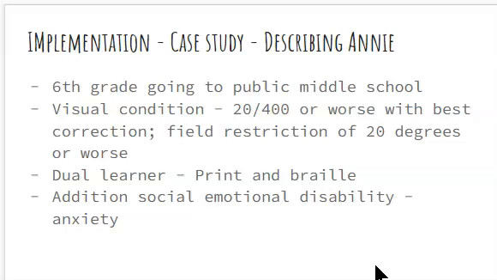Apart from being close to blind, Annie also has an additional social emotional disability due to her anxiety. Annie is constantly worried that she might get her answers wrong and she will be in trouble. Annie is a dual learner. This means she is learning both print and Braille. Due to visual fatigue issues and her progressive visual condition, she uses her hands to read text with Braille. She's an excellent Braille reader.